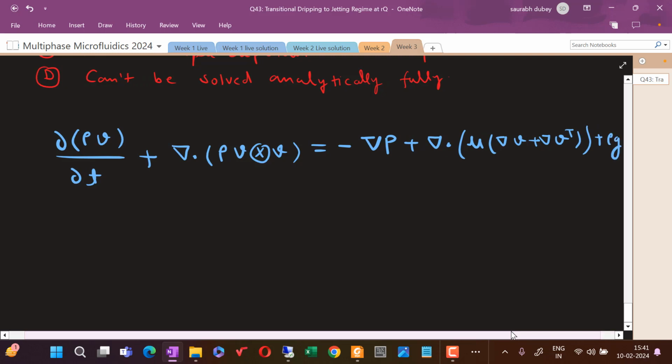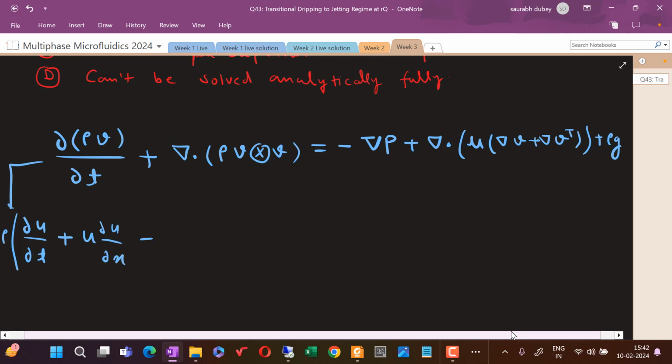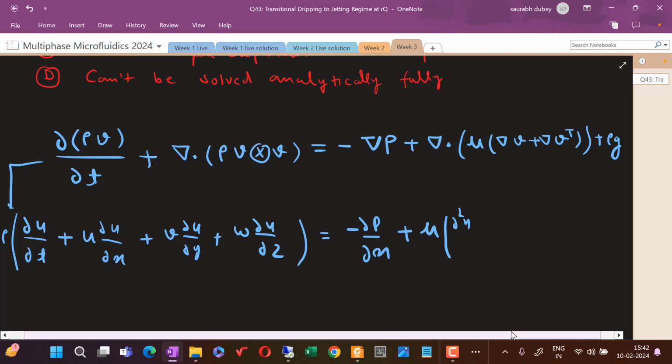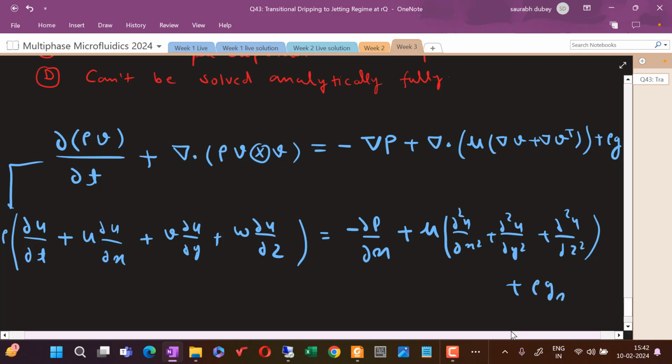So if you write it in the reduced Cartesian form, you will be getting del u by del t, take rho to be common, plus u del u by del x plus v del u by del y plus w del u by del z, equals to minus del p by del x if you are writing the momentum equation in x direction, plus mu del 2u by del x square plus del 2u by del y square plus del 2u by del z square, plus rho gx, gravity in x direction.